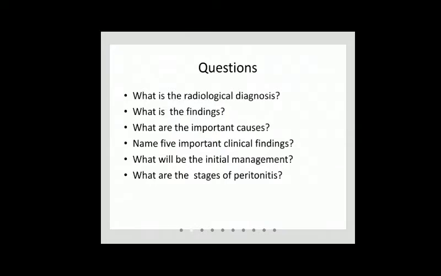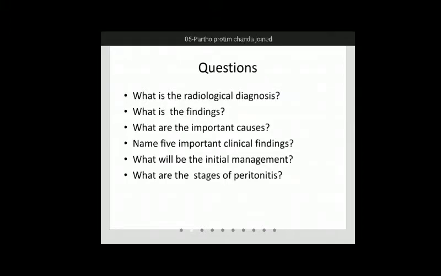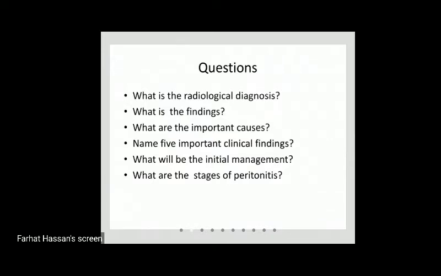So next, what are the important clinical findings? What are the important clinical findings? The patient will be toxic, there will be tachycardia, hypotension, tachypnea, abdominal distension, sir. If peritonitis develops, there will be board-like rigidity, sir. Bowel sounds will be diminished, may be absent. Yes.